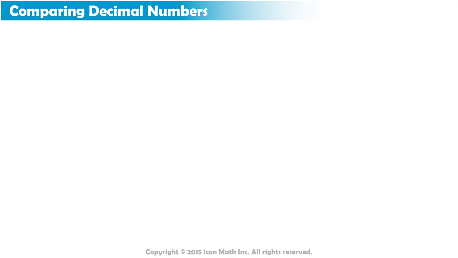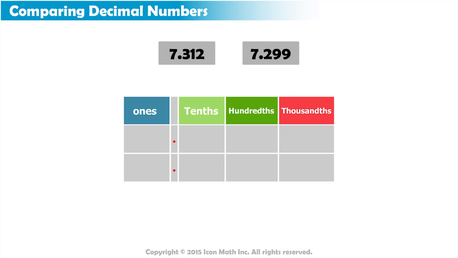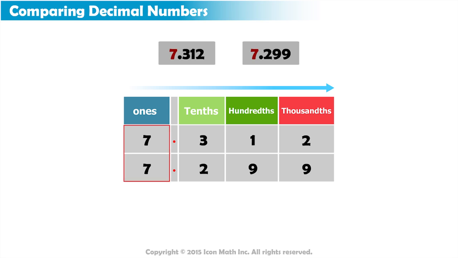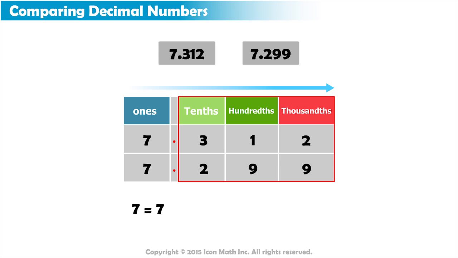Let us try another one. We want to compare these 2 decimal numbers. As before, we arrange the numbers such that the digits in the same place are in the same column. Now, we compare the digits in left to right order. The ones place has a 7 on top and a 7 in the bottom. Since the whole number part is the same in both numbers, we have to compare the decimals.